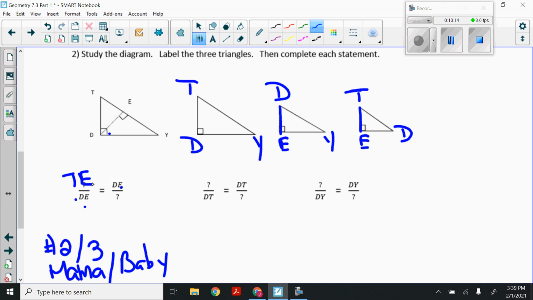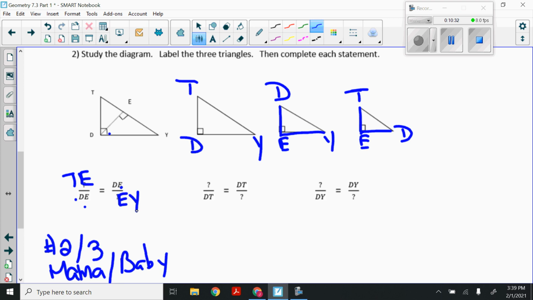So now DE in Baby over here, I need that to be the same in Mama, EY. So that fills in my proportion. I could have put YE or ET. Remember that that order doesn't matter. So now let's go to the next one.